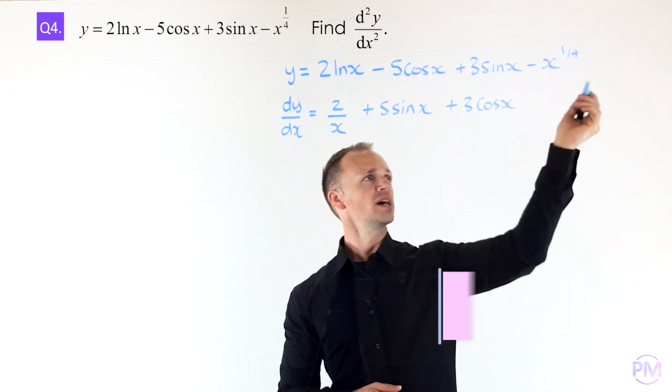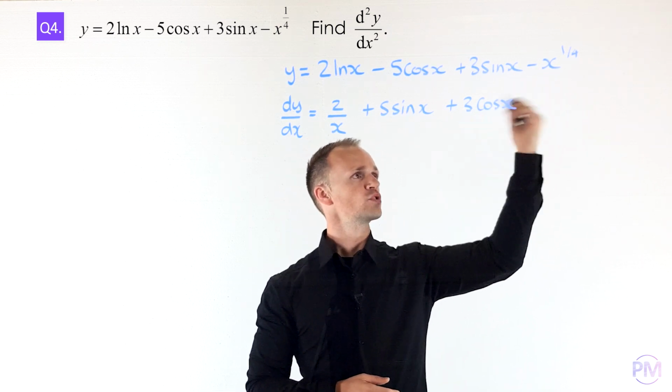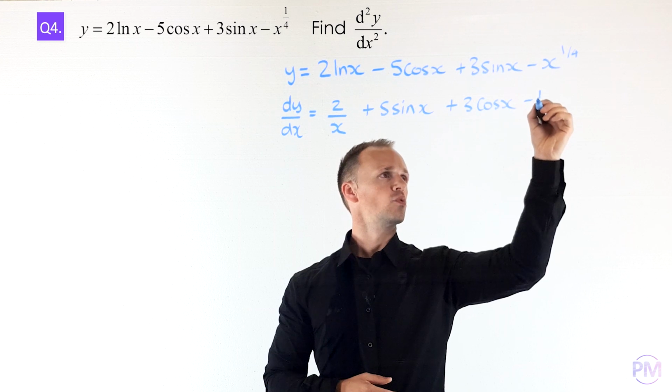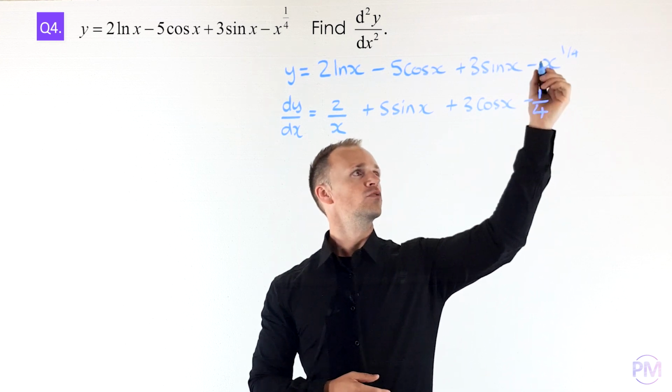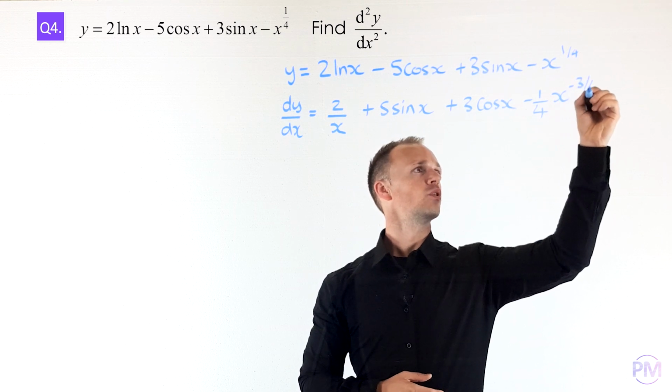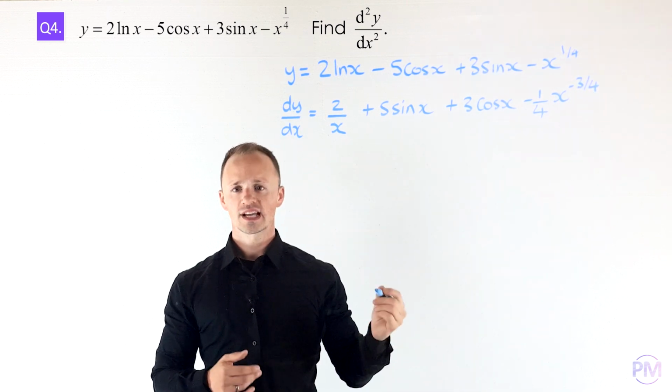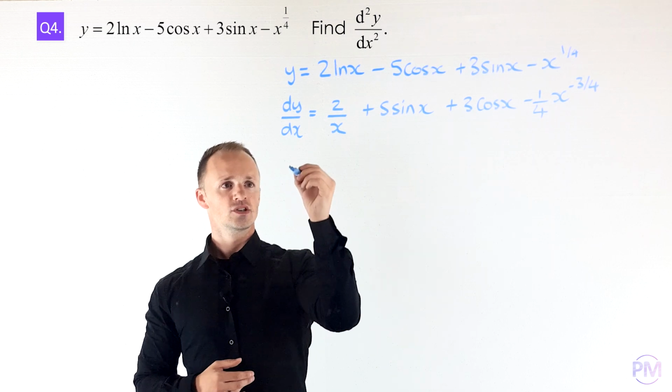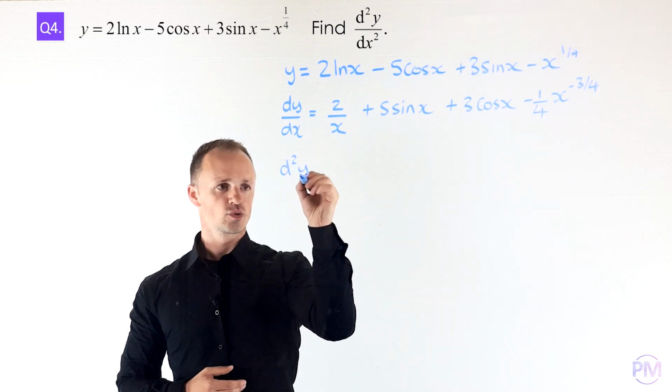And then we've got minus x to the quarter. Well, multiplied by the quarter is going to give us minus 1/4 out front. Reduce the power by 1, we're going to get x to the negative 3/4. Next up, we're going to find the second derivative. So d2y over dx squared.